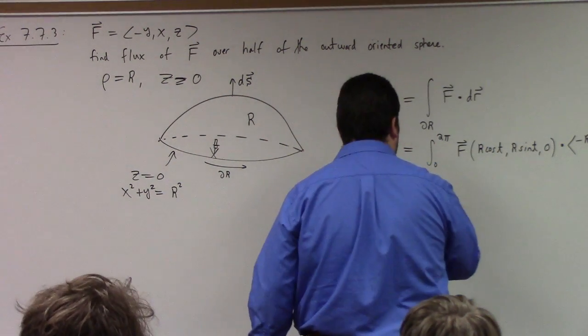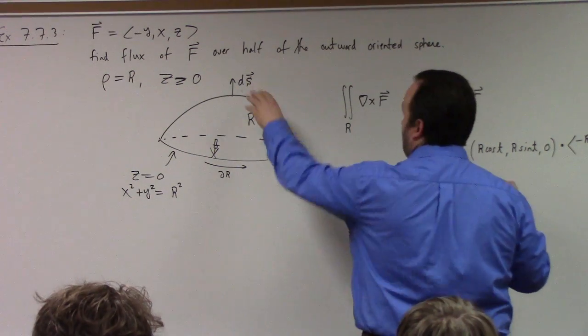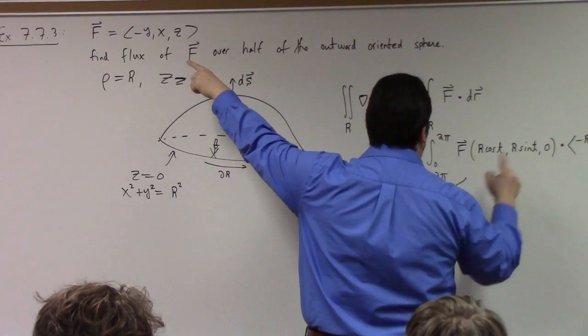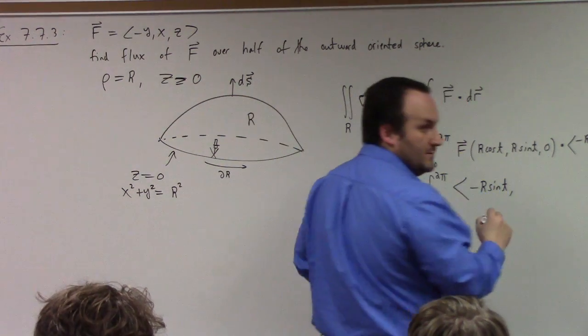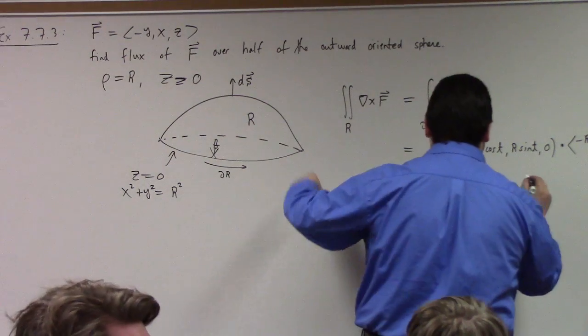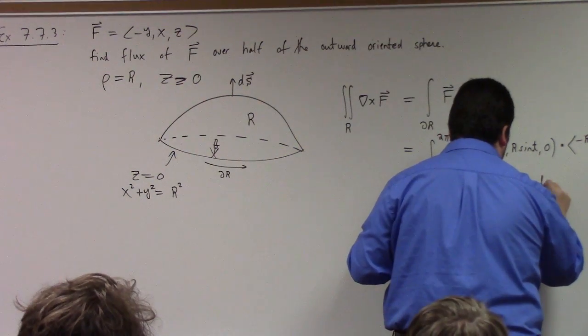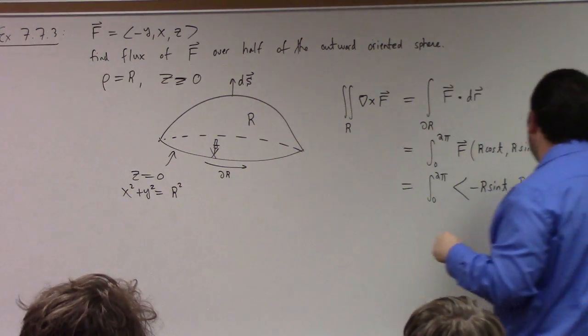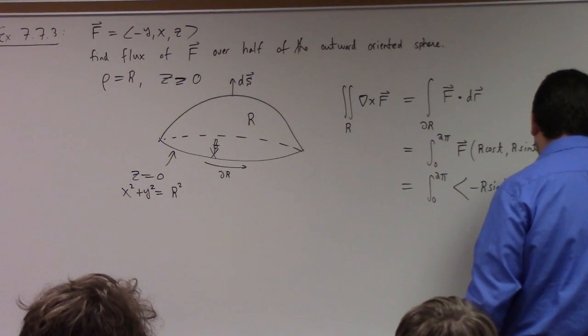Which is what? Let's see, F, I do what? Minus y goes in the first thing, so I got minus r sine t. Let's see here. And then x is r cosine t. And then z, oh, z I like. Z is 0.